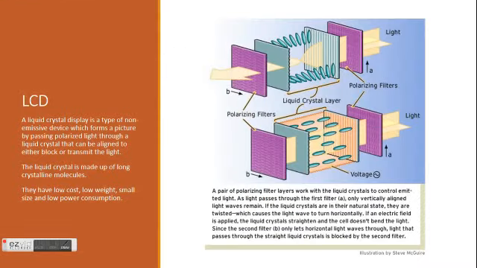LCD is a liquid crystal display, which is a type of non-emissive device, and it forms a picture by passing polarized light through a liquid crystal, which can be aligned to either block or transmit the light. These liquid crystals are made up of long crystalline molecules. These LCDs are very low cost, low weight, small size, and low power consumption devices.